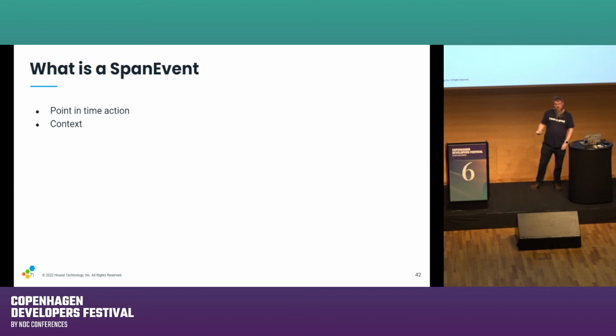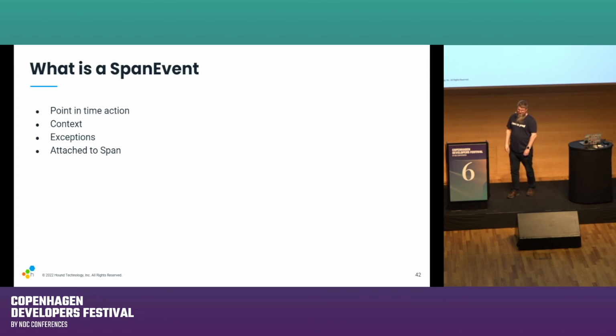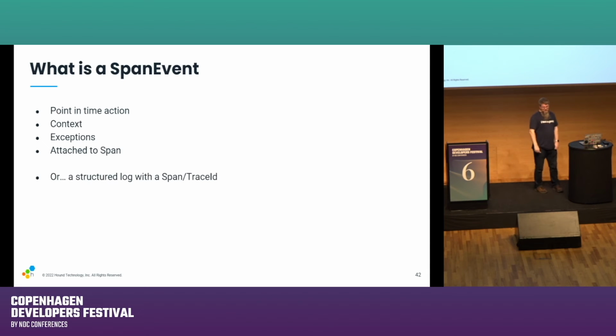It has its own context, so it has its own tags. It's very useful for, say, an exception that happened in your code during the execution of your span. But ultimately, it gets then attached to your span. And we'll come on to why keeping all of these things together is really useful at the end when we talk about sampling. Ultimately, a span event is really just a structured log, but it's a structured log that's part of your span.